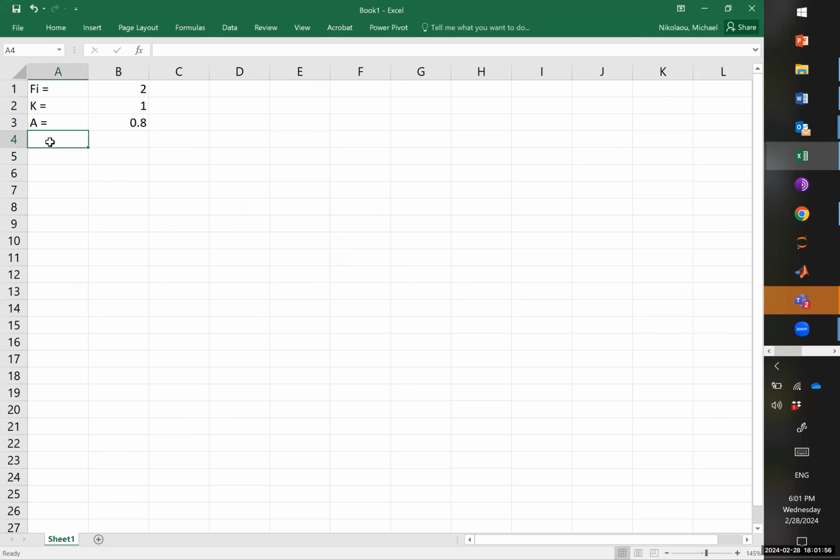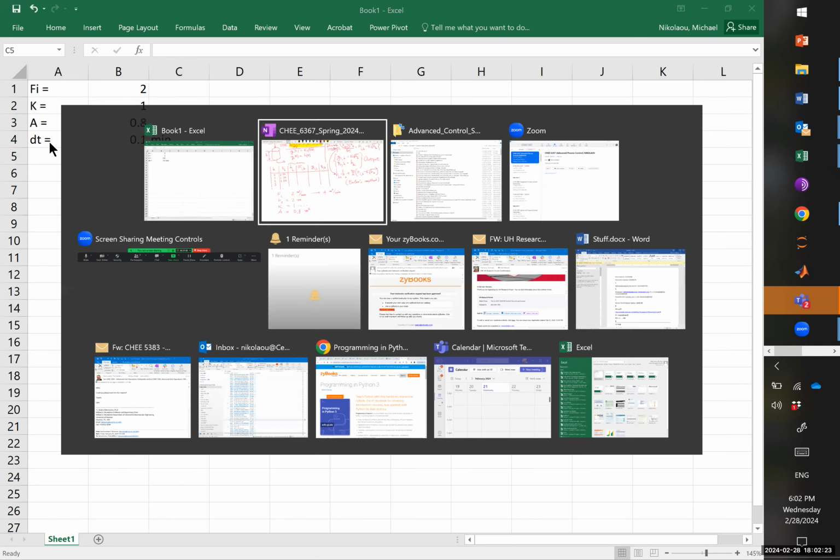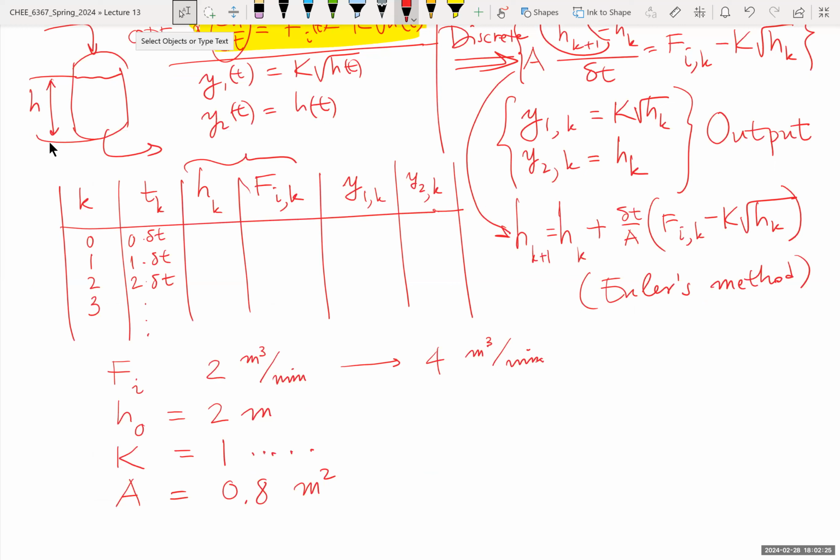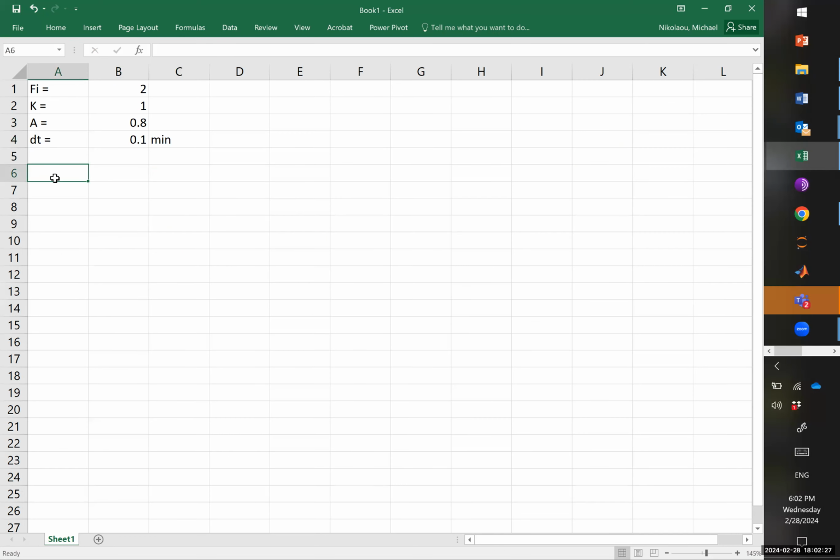Oh, delta T, our integration time. Our sampling period is 0.1 minutes. I don't think we'll need anything else. Let's do our calculations, our beautiful simulation.